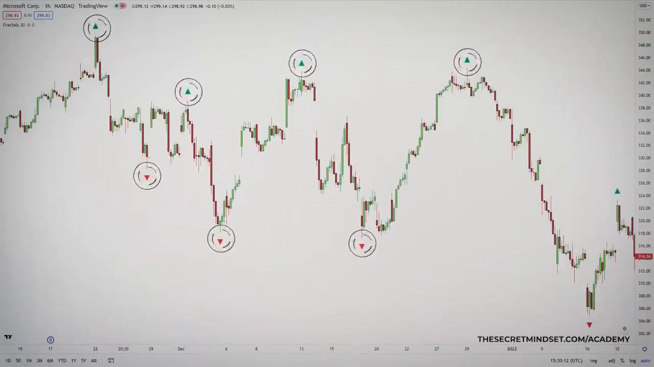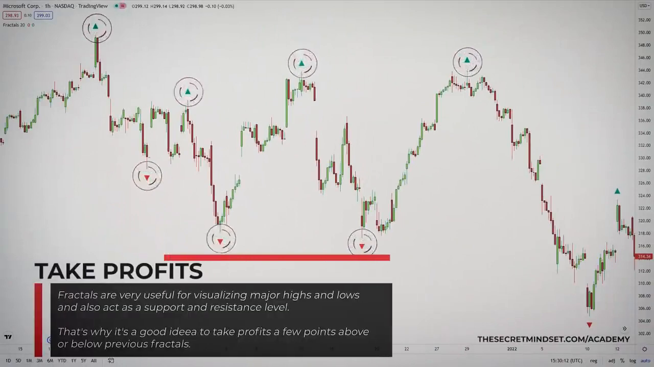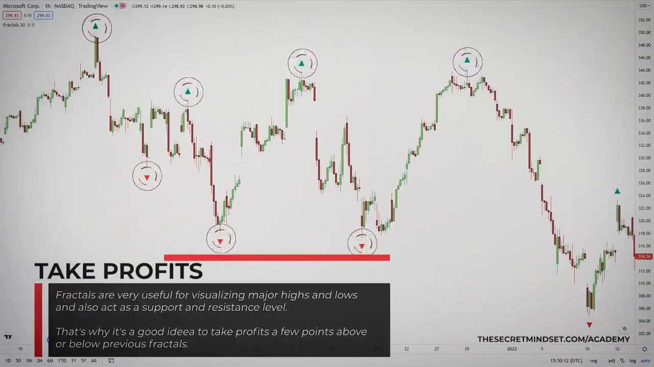Fractals are excellent for visualizing major highs and lows and act as a support and resistance level. A better approach to take profits is a few points above or below a previous fractal.